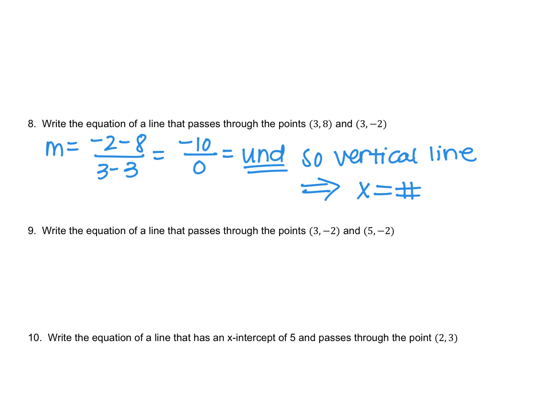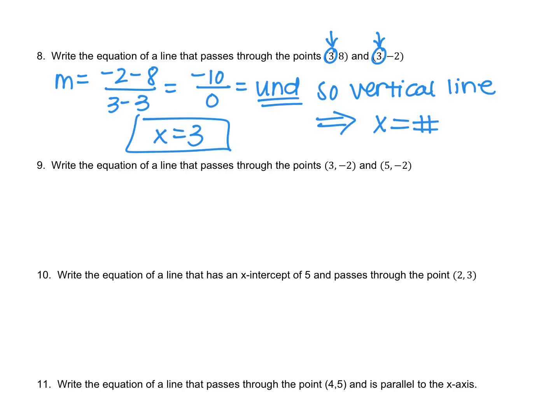Wouldn't it be x equals -10? No, but that's a good guess. Look back at your points. It's x equals a number. Do you see how my x values for my points are the same? They're both at 3. So it's going to be x equals 3. That's my equation.